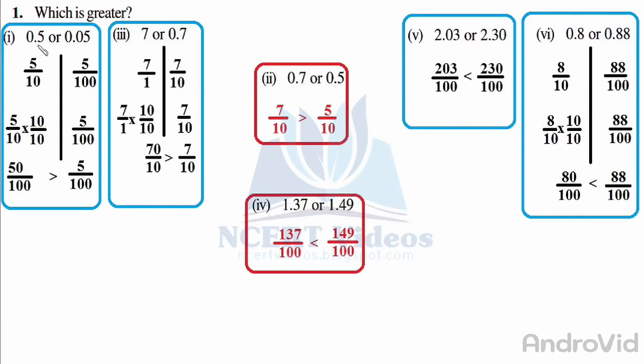0.5 or 0.05. Now which is greater? We can write it as 5 over 10. How to write this 10? At the point put 1, and count how many digits are after the point. Make them 0 in the denominator. So 0.